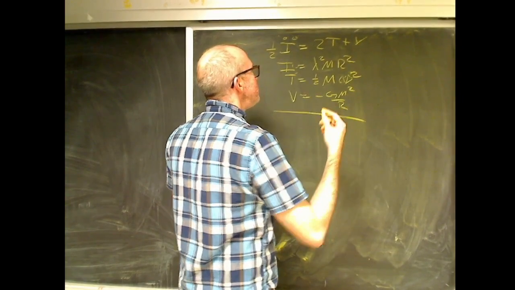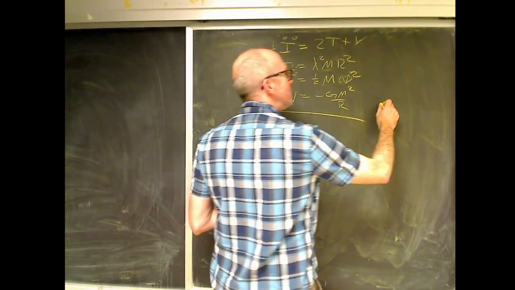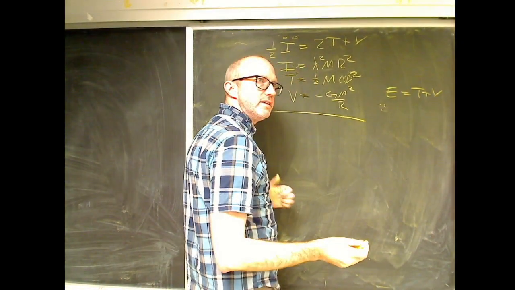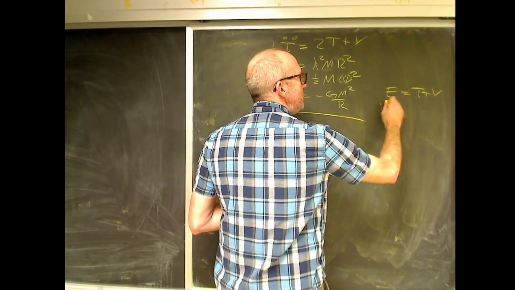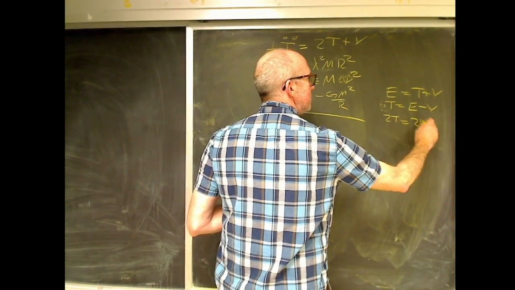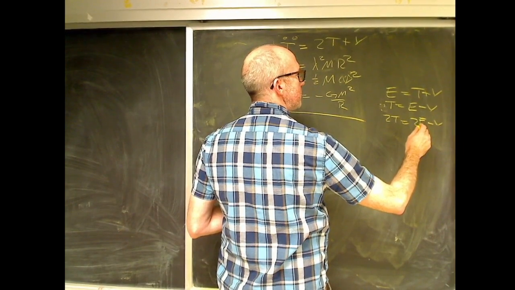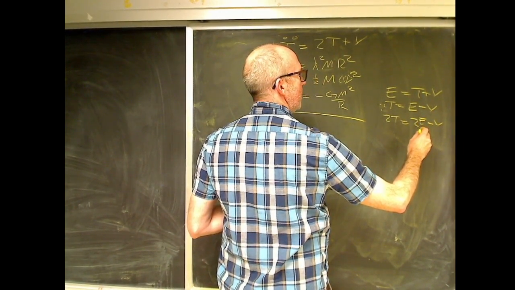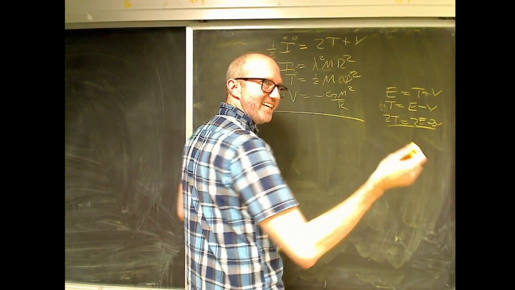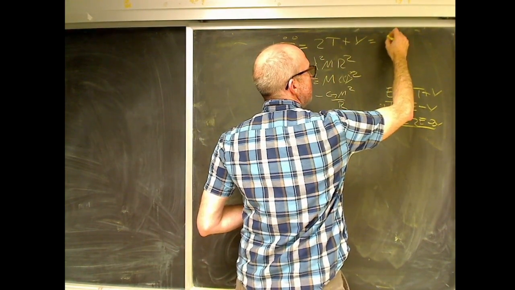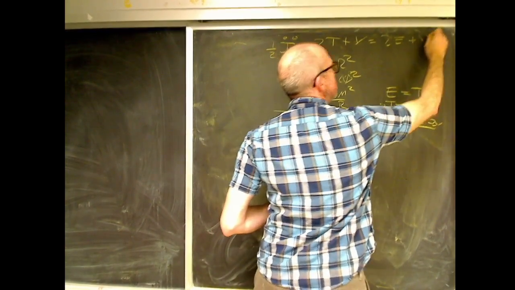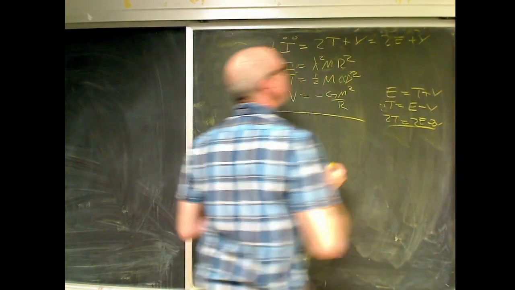So I want to rewrite this a little bit. E equals T plus V, right? So T equals E minus V. So 2T equals 2E minus 2V. Yeah, I got it backwards. We're going to stick this in there, and this becomes 2E plus V. Is that right? Yeah, 2E over M minus V.